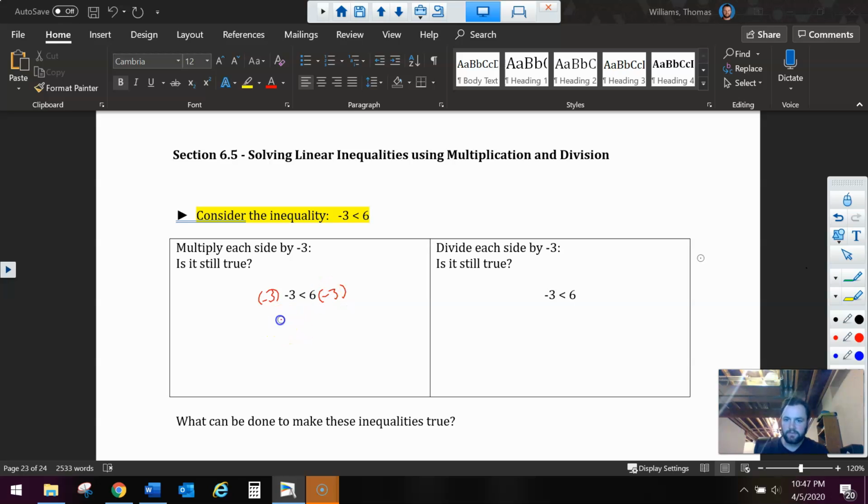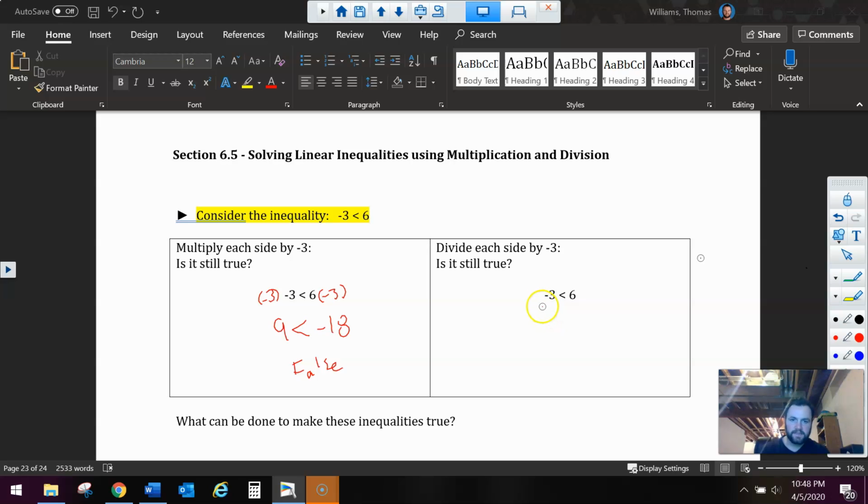Well, -3 times -3 on my left side, I would end up with 9. 6 times -3 on my right side, I would end up with -18. Is this inequality still true? Well, no. 9 is not less than -18. It's much bigger than -18.